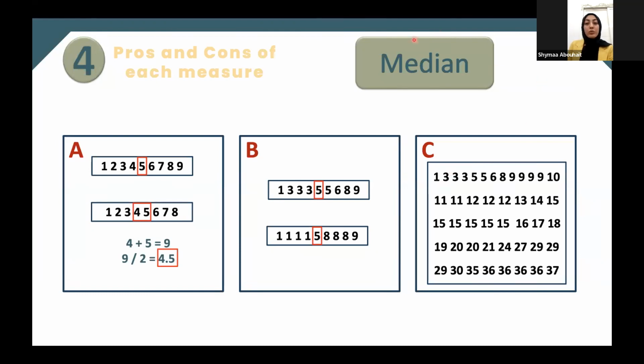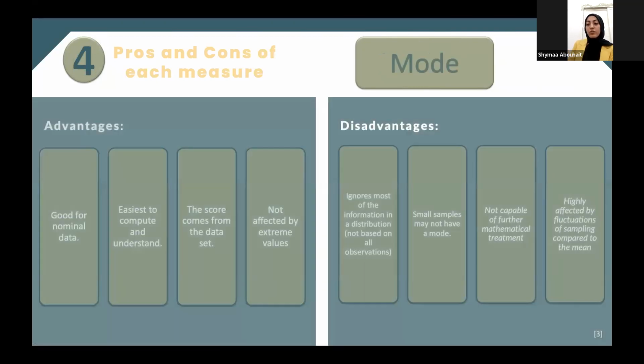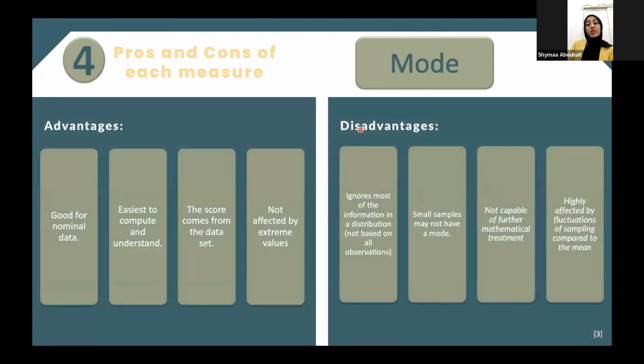Now let's move on to the mode and talk about the advantages and disadvantages of the mode. The mode shares some advantages with the median, such as being useful with the qualitative data and being easier to compute. However, it solves some problems, such as coming from the data set and not being affected by the extreme values, unlike the median and mean. It also shares some disadvantages with the median, such as ignoring most of the values.